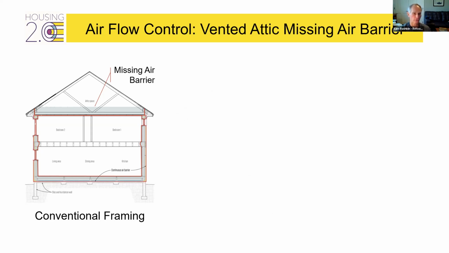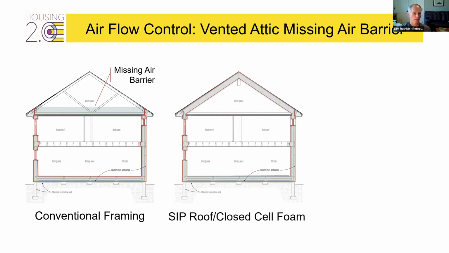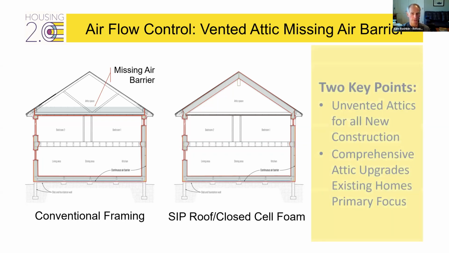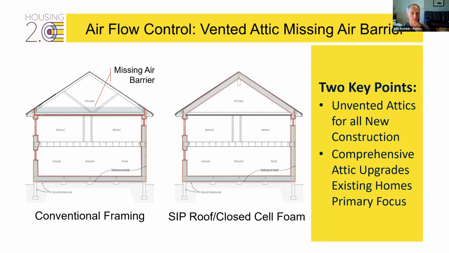So I'm going to suggest that when you look at an unvented attic with SIP roofs or closed cell foam, you get a complete six-sided assembly on the entire home: the foundation, the walls, windows, and attic. And this is where you want to be. For me, there are two key points to raise. One is if you're doing new construction, I keep imploring the entire industry to move towards unvented attics, more about the user experience benefits that we can capture later.